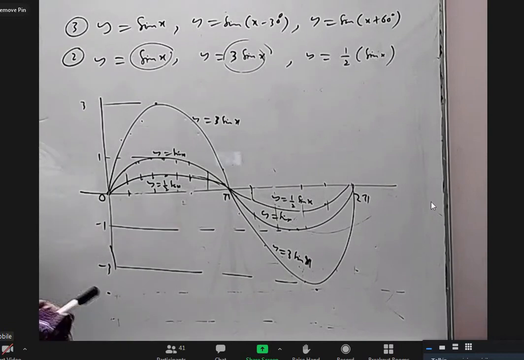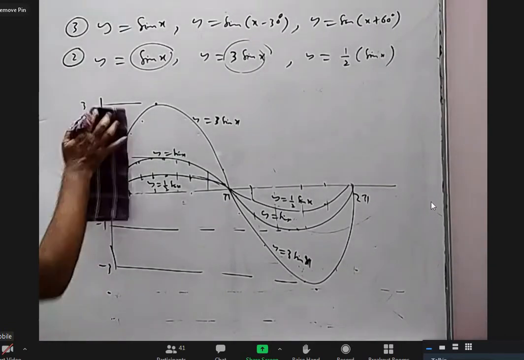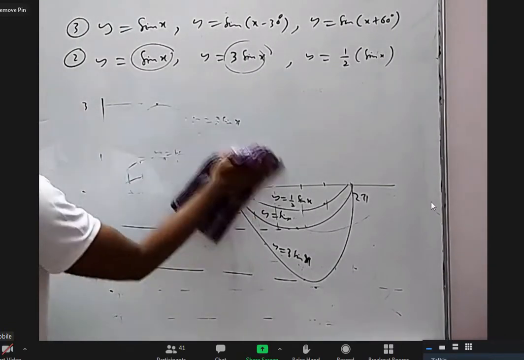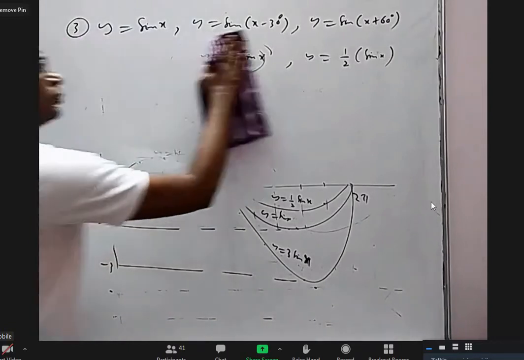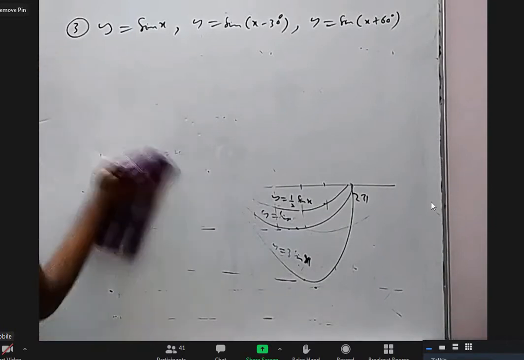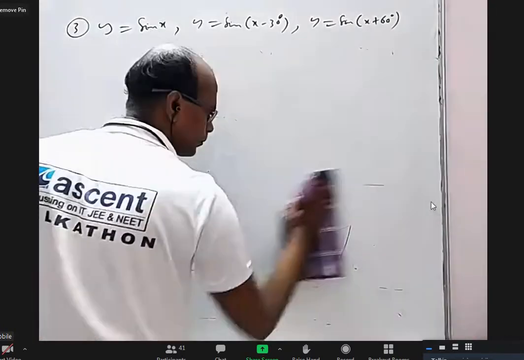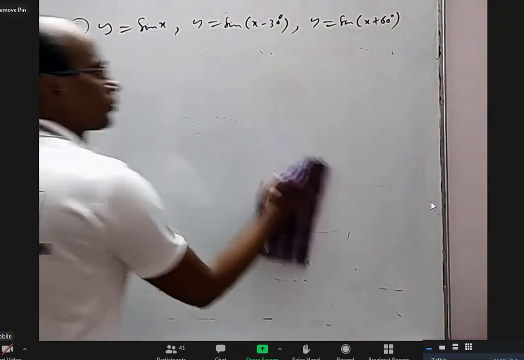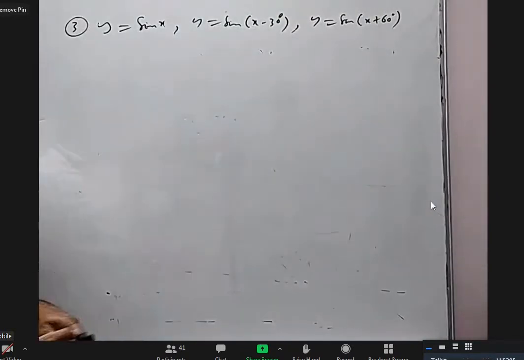Then y is equal to sine of x plus 60 degrees, x is equal to 30 degrees, no, sir. The sine x minus 30, we should expand it, sir.